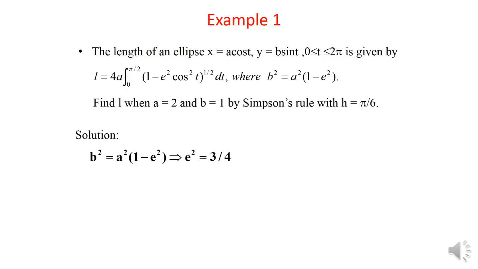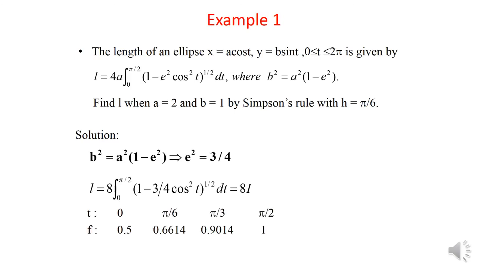So b square is equal to a square (1 minus e square). We put the values of b and a, and we get e square is equal to 3/4. So L is equal to 8 times the integral 0 to pi/2 of (1 minus 3/4 cos square t) to the power half dt. We say it is equal to 8I. So this whole integral is equal to I, and the term (1 minus 3/4 cos square t) to the power half is equal to f. So t is taking the value 0, pi/6 is the value of h, so 0, pi/6, pi/6 to pi/6 is pi/3, and pi/2.